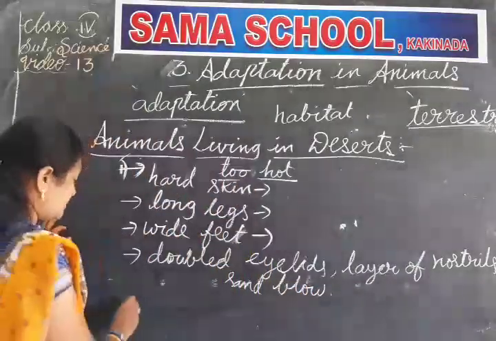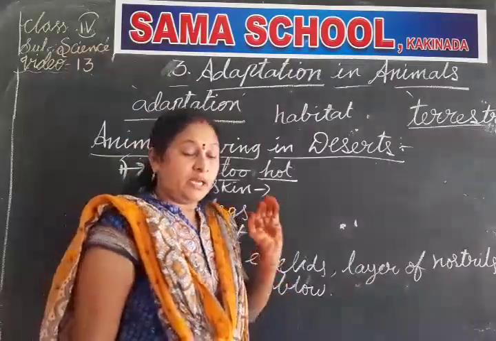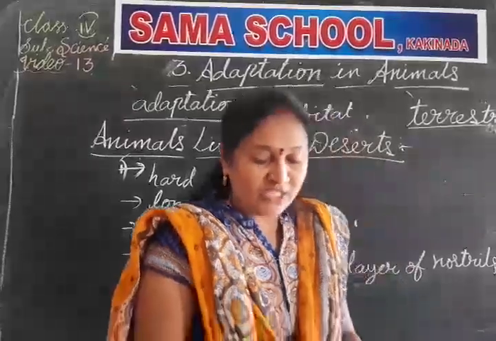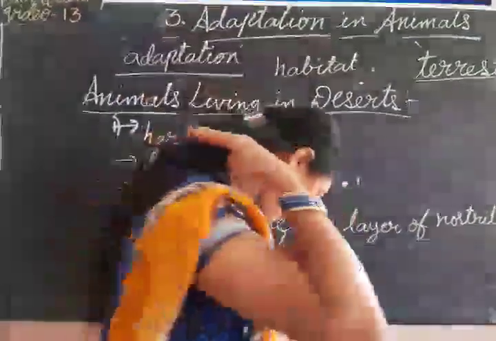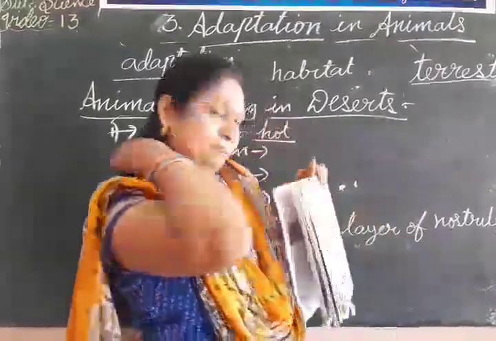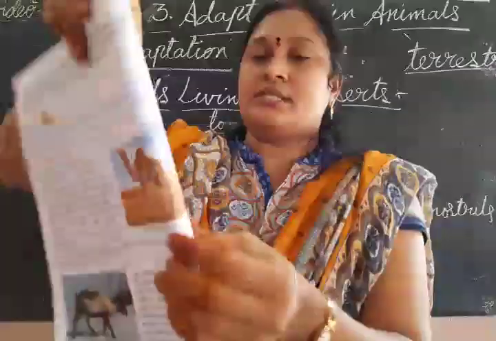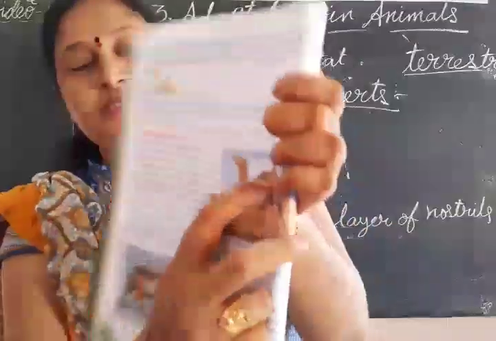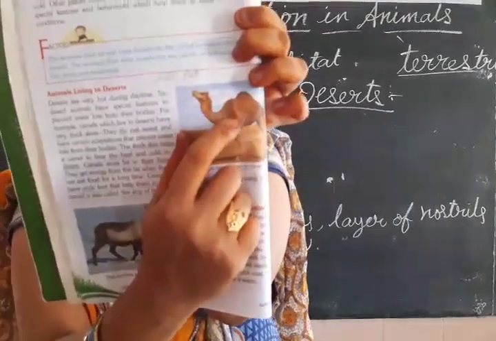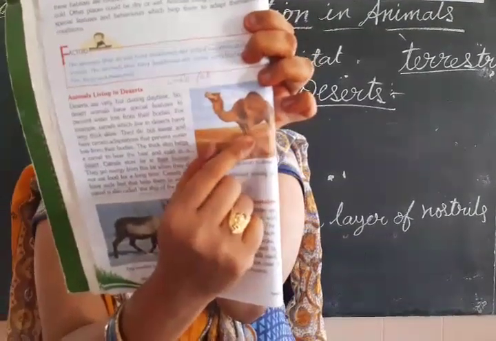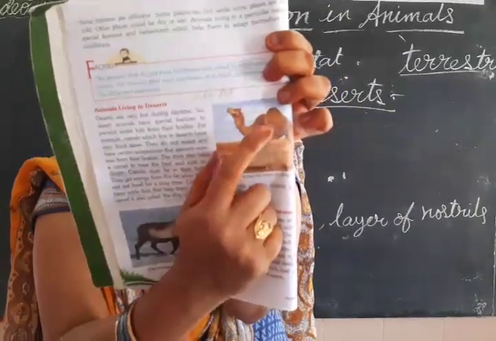Okay, so one more feature is also there. What is it? The camel has one special body organ, the hump. It has a hump on its back. See, this is the hump on the body. One of the body features is modified as a hump.